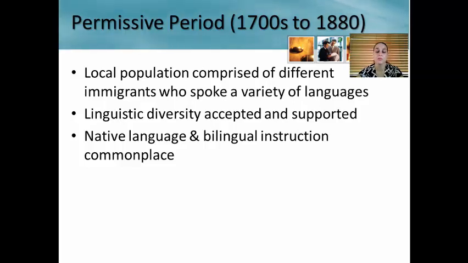And there was actually a law in place in 1848 in the territory of New Mexico to offer students education and instruction in a variety of languages, okay, in that area.